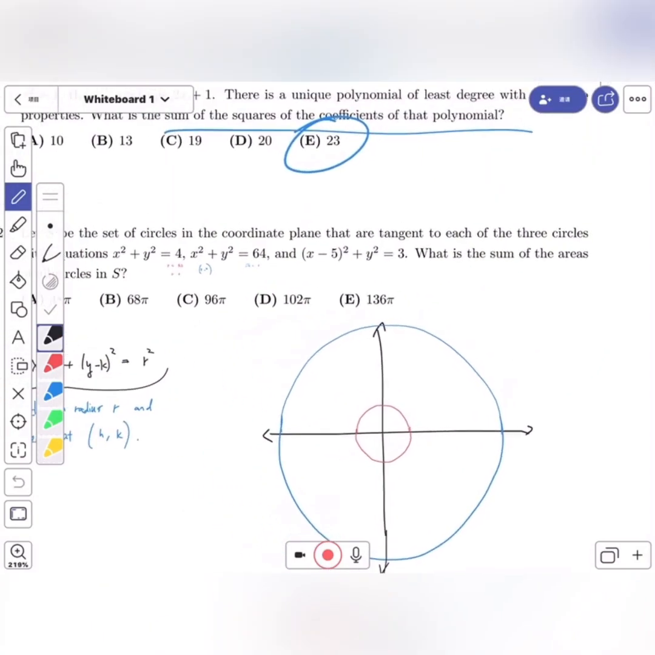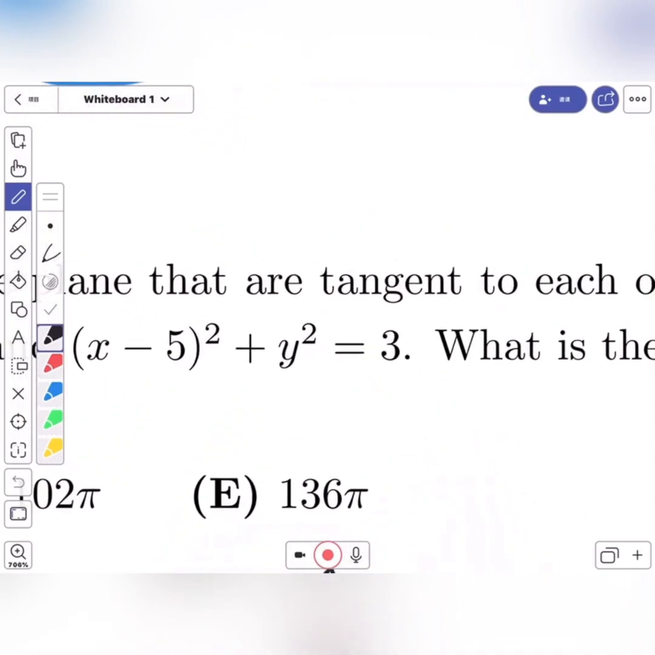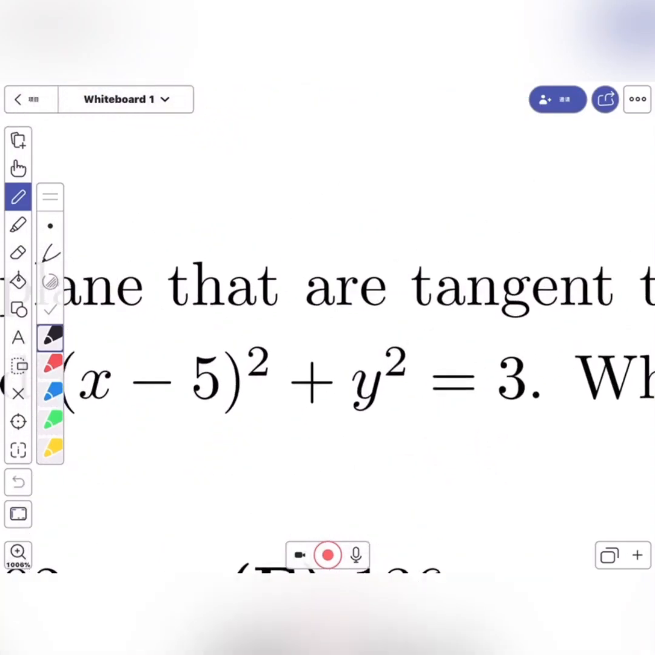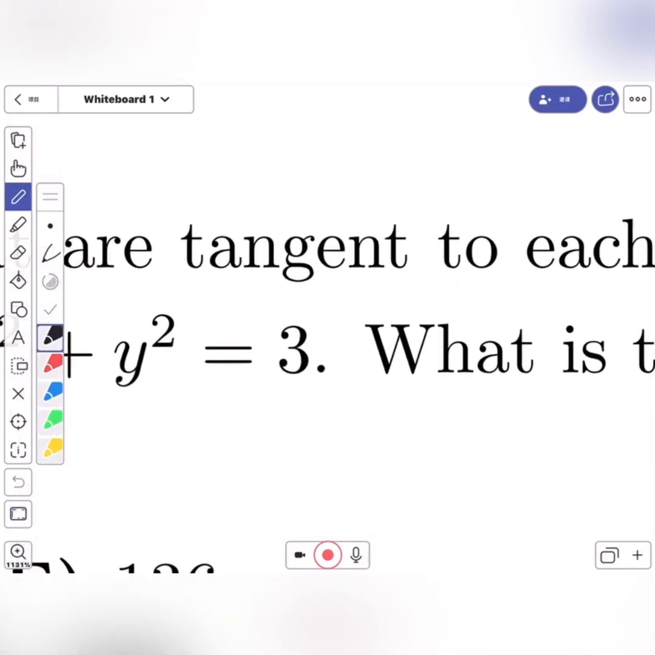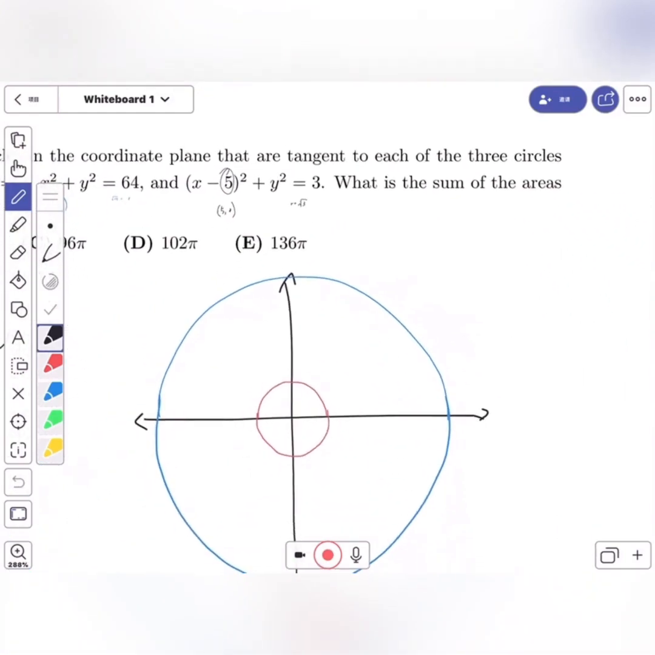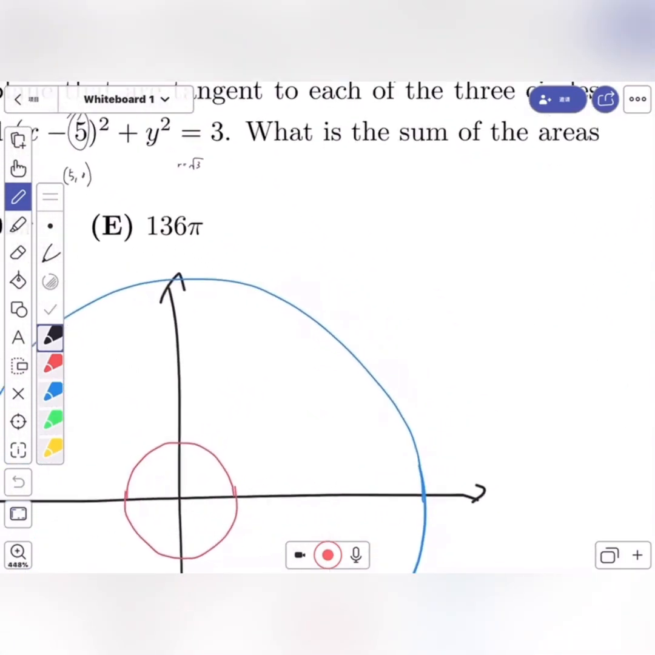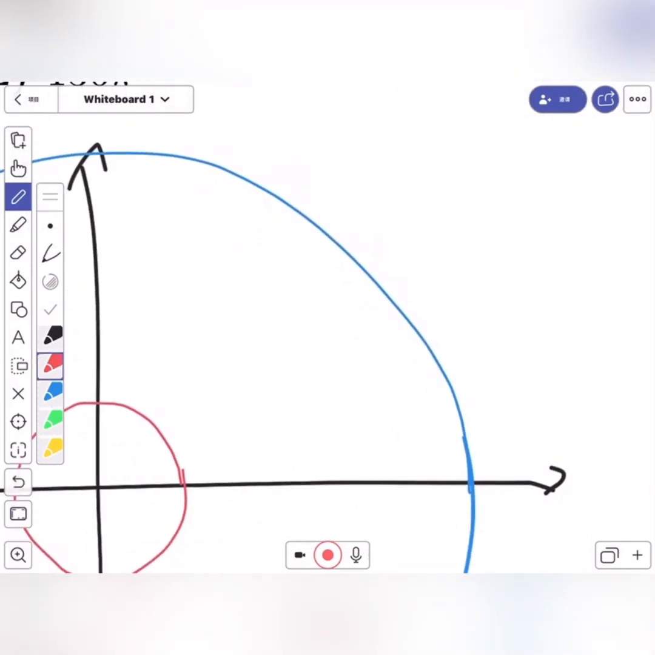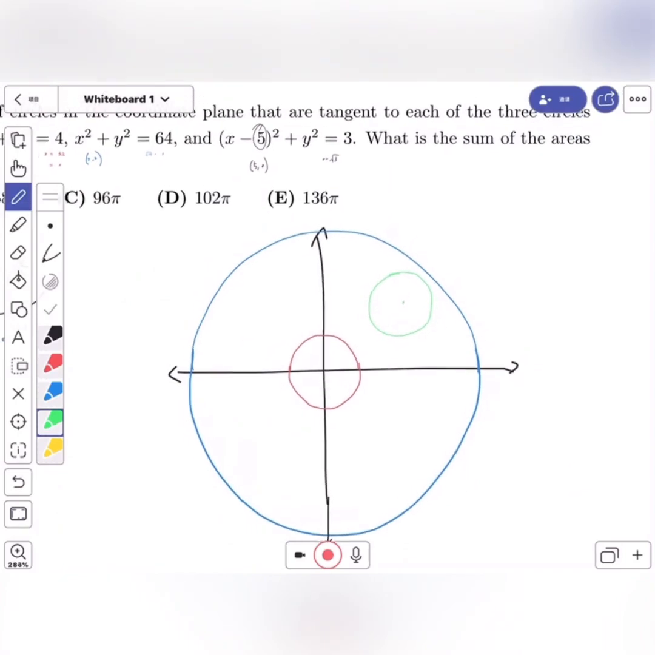Okay, so now we have another condition, which is x minus 5 squared plus y squared is equal to 3. Because we actually have a value of h, this one will be centered at 5, 0, and the radius will be the square root of 3. Alright, so we got the circle, and let's say that this point is 5, 0. Then the circle would be centered and look something like this.